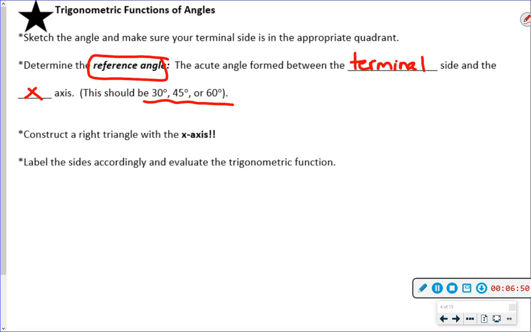Can you do other angles? Yes, but that's a different section. We have different tools we have to use to figure it out if it's not 30, 60, 45. You're going to make your right triangle with the x-axis. And then, of course, I'm going to label the sides accordingly. If I have my 45, 45, 90, I'm going to label them 1, 1, root 2, and so forth. All right, let's do it.